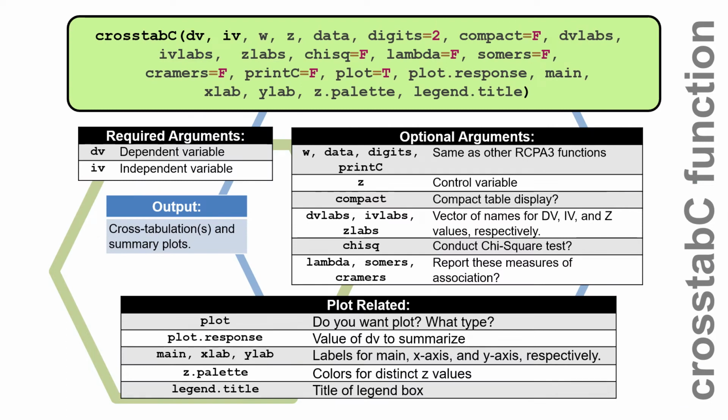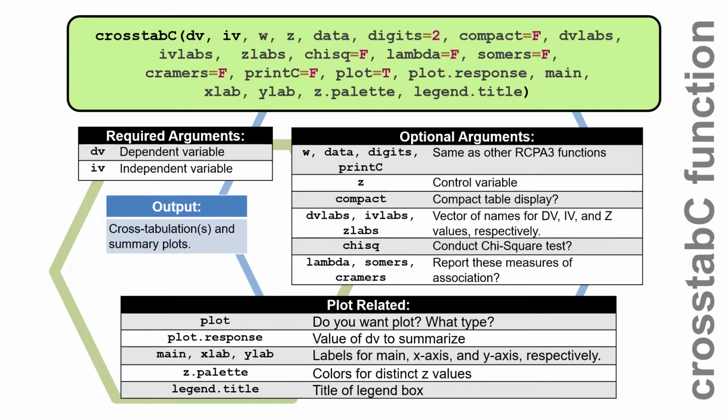The crosstabC function is one of the most powerful functions in the RCPA3 package and probably the function we use the most in the book. The required arguments are fairly simple, but there are a lot of optional arguments and plot-related arguments which allow you to do a lot with crosstabC.